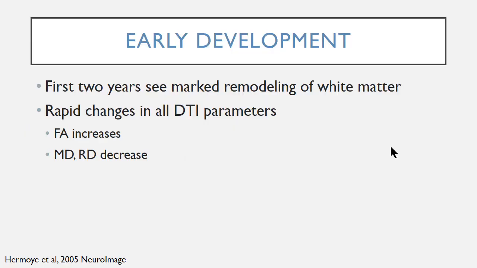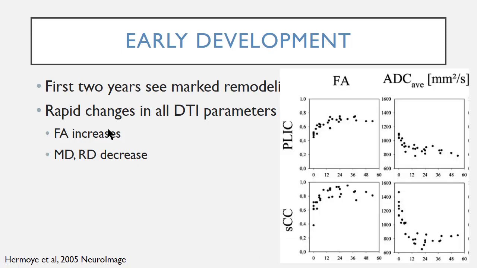So the first 2 years of life see really marked remodeling of white matter. And this is reflected in diffusion studies by rapid changes in all DTI parameters. Rapid increases of FA, rapid decreases of mean diffusivity and radial diffusivity. This is one of the earlier studies from 2005. And you can see really rapid upswings of FA at the early ages.